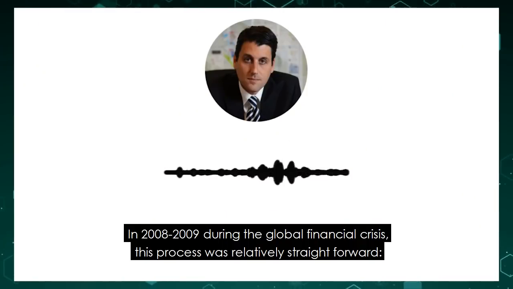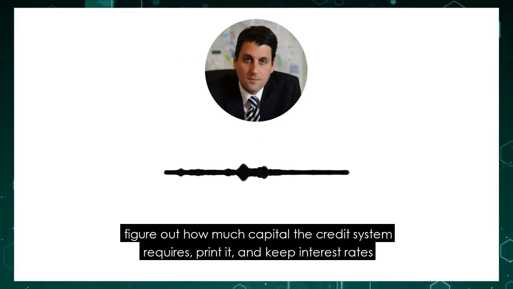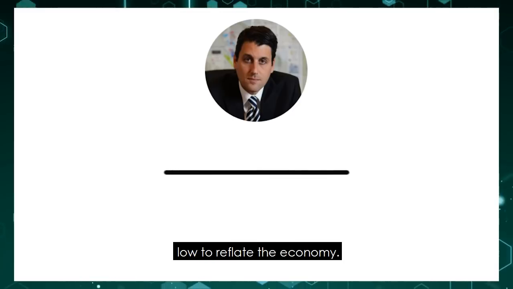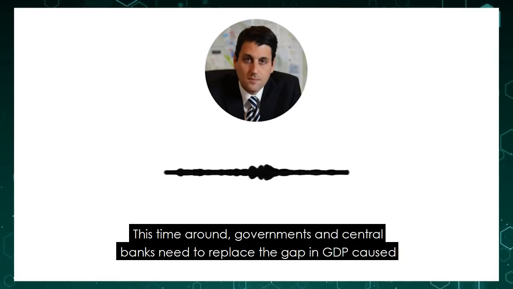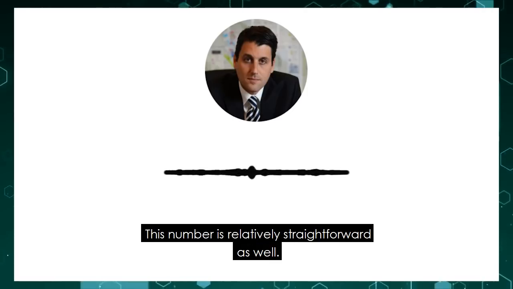In 2008-2009, during the global financial crisis, this process was relatively straightforward. Figure out how much capital the credit system requires, print it, and keep interest rates low to reflate the economy. This time around, governments and central banks need to replace the gap in GDP caused by the collapse in output and income losses. This number is relatively straightforward as well.